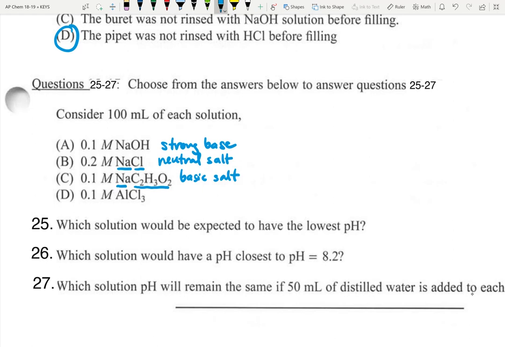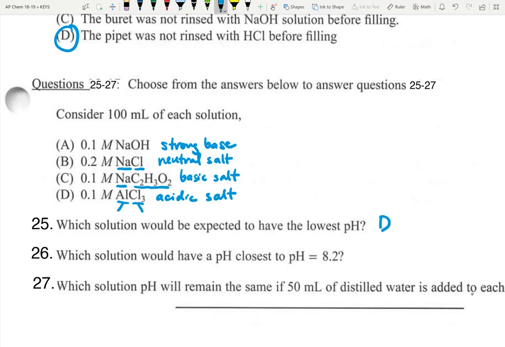What about the last one? Aluminum chloride. We know chloride comes from a strong acid, and aluminum comes from a weak base. Aluminum, for example, aluminum hydroxide, is not a strong base, so it must be a weak base. Therefore, from a weak base, from a strong acid, that makes this a slightly acidic salt. So we have four very different compounds here: a strong base, a neutral salt, a basic salt, and an acidic salt. Which of these will give us a low pH? Which of these will act as an acid? Well, it's got to be D, right?